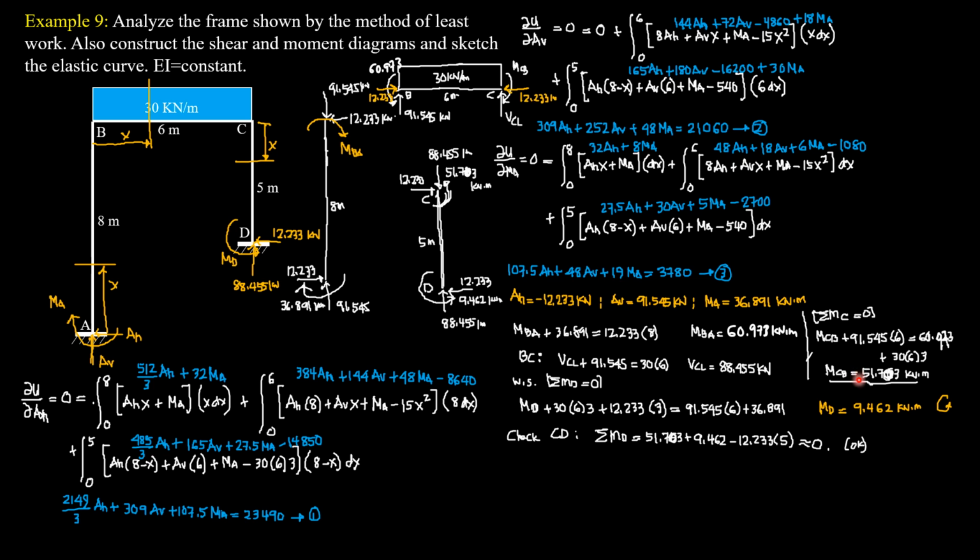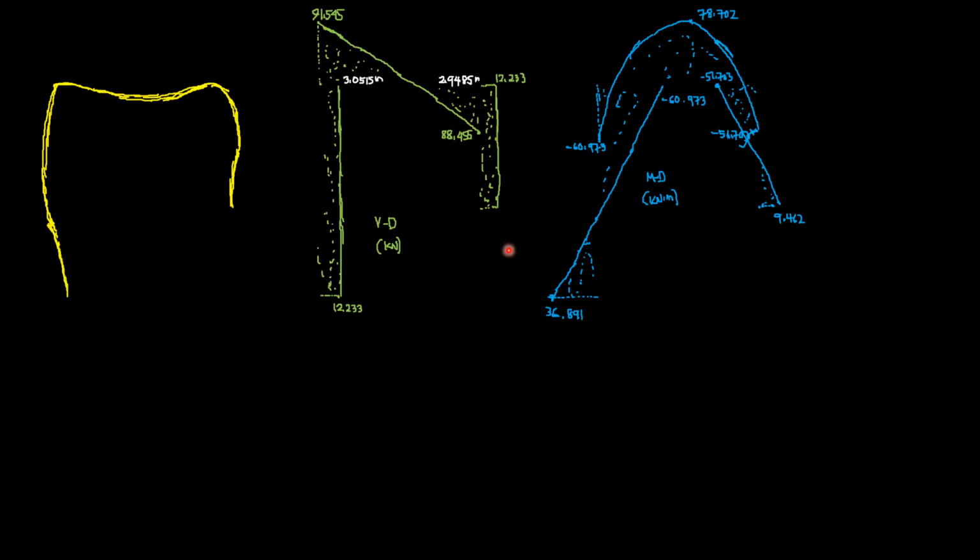And that's why when you check column CD, summation moment about D, counterclockwise positive, is 51.703 plus 9.462, then minus 12.233 times 5, so it is 0. So that's why it checks. Then for the construction of the shear moment diagram on the next slide.